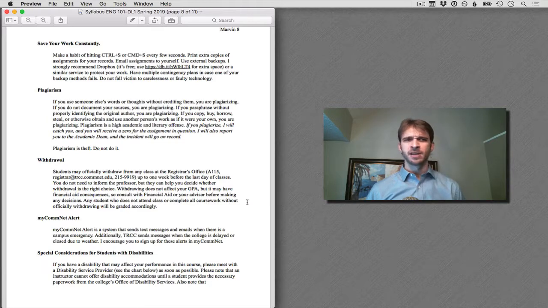So save, save, save. I have a link to Dropbox here, which is a great free service that you can use. And if you use this link, you'll get a little bit of extra space, plenty of space for your documents. Dropbox and similar services sync your documents to all your devices as well as to the Dropbox.com website, so you can always access your work.